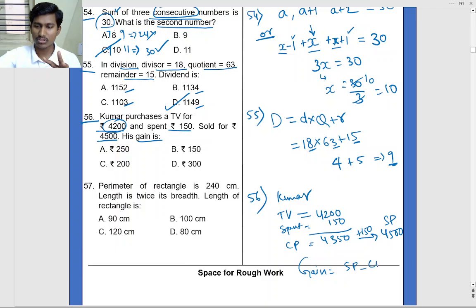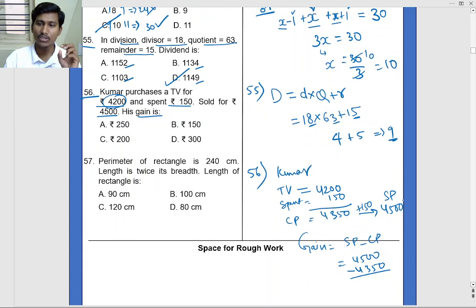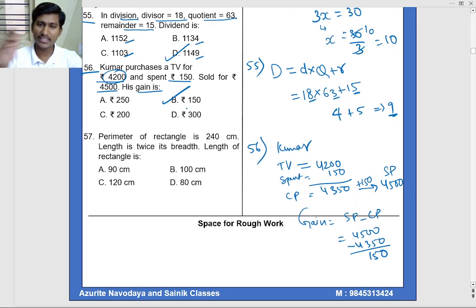Selling price minus cost price you can do, so 4500 minus how much? 4350. So if you minus it, you will get how much? 150 rupees. So option is option B here. Okay, so you can do it in any way, shortcut. Okay, good. So now should we go to the 57 question?